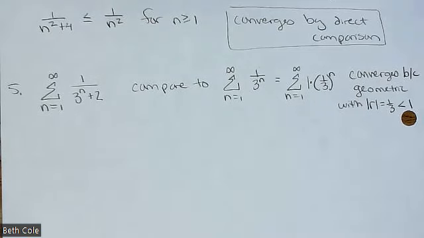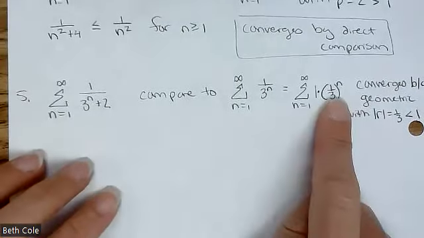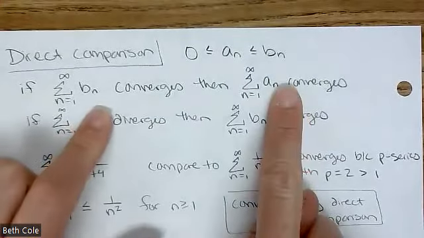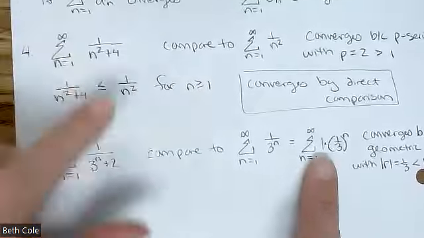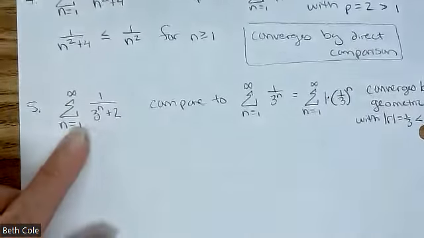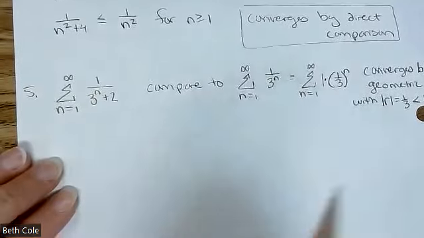Okay, so here's what we want to do. This is our goal. We want to say, because this one converges, this one does too. But in order for that to be the case, we need to show that this is the bigger one. If the bigger one converges, then the smaller one also converges. So we need to show this is smaller than this.